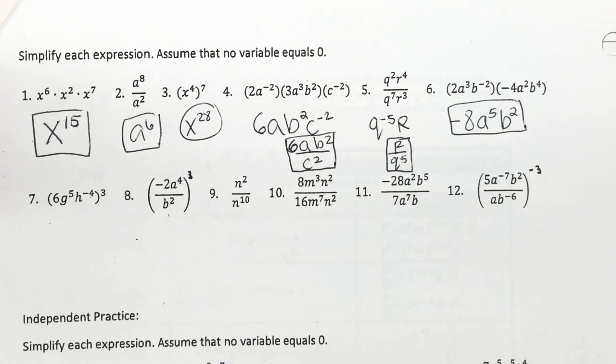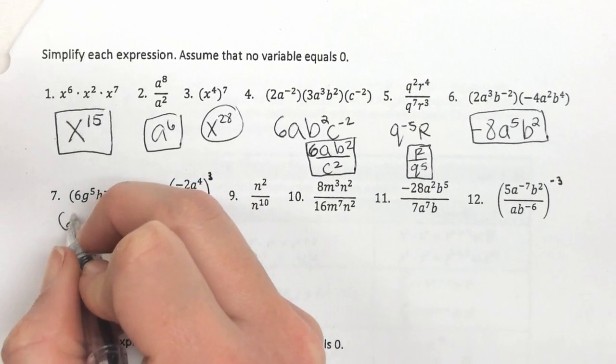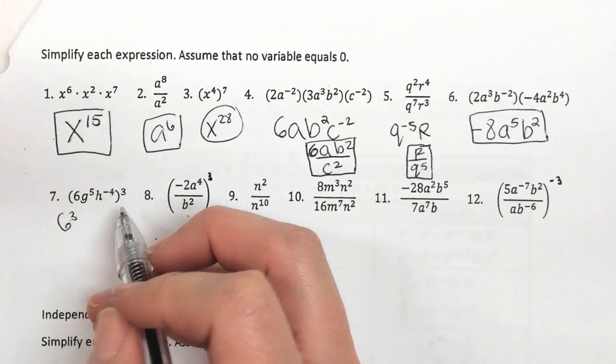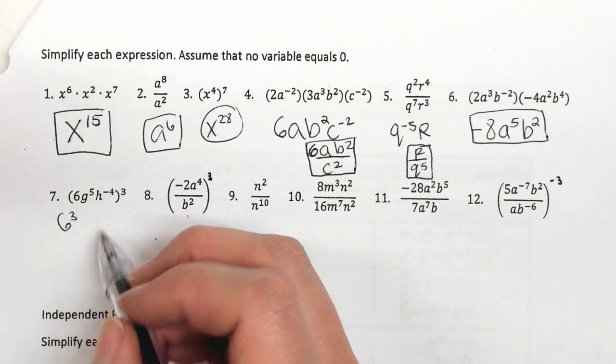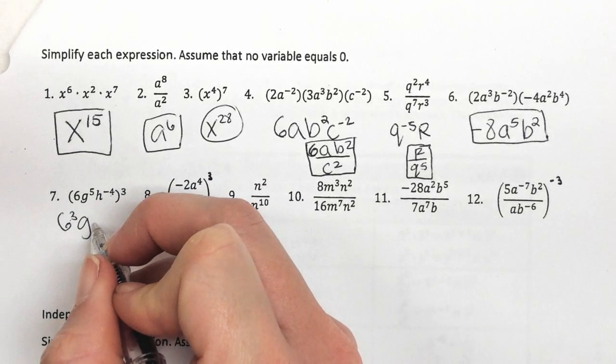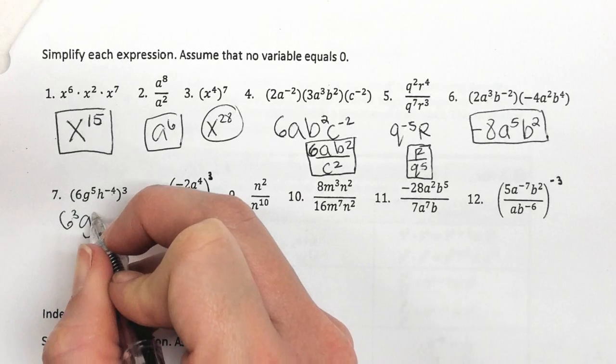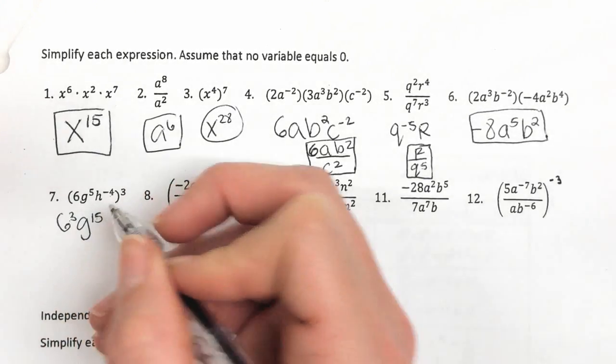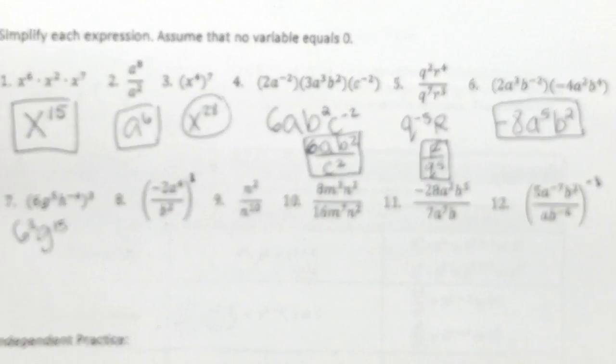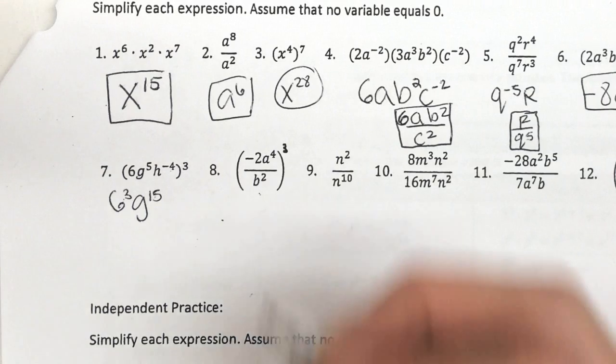Alright, yes, Jackson. What's like number 7? You like distribute the exponent? Yes. So let's rewrite this. This will be 6 to the 3rd power. When you distribute it to the letters, it's going to be g to the what? 8. 15. Good. If you're raising a power to a power, you got to multiply. And then h to the what? Very good.